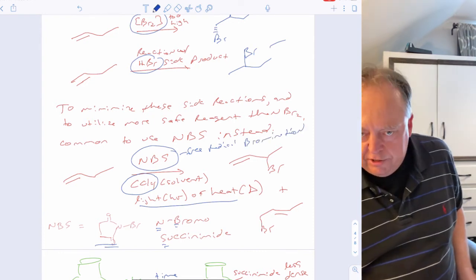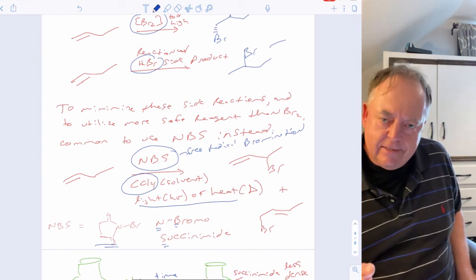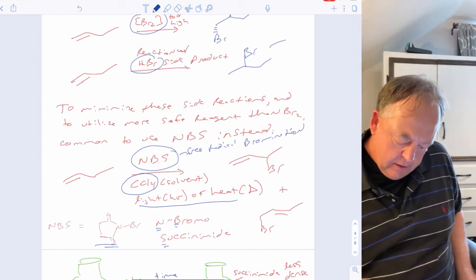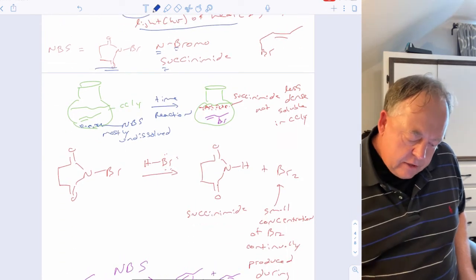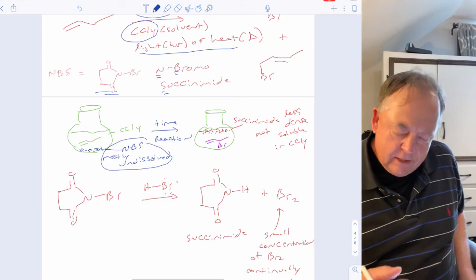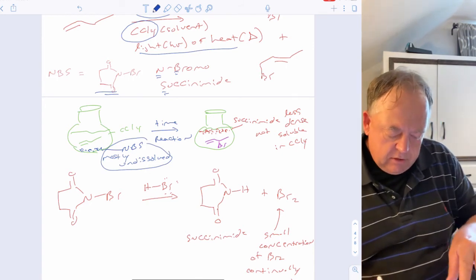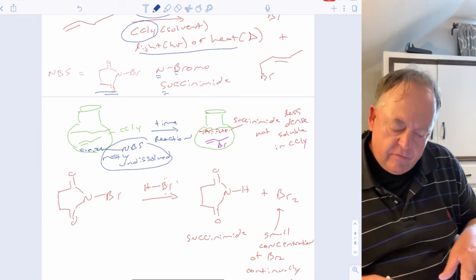Free radical bromination. Whenever you see it, you can just think about it as Br2 and light or heat. It's going to do the exact same thing. It's kind of a neat reaction because the NBS is not very soluble in carbon tetrachloride, and it's more dense because of the bromine.